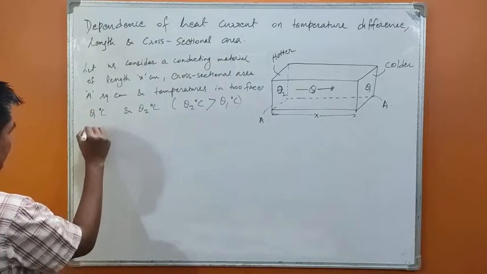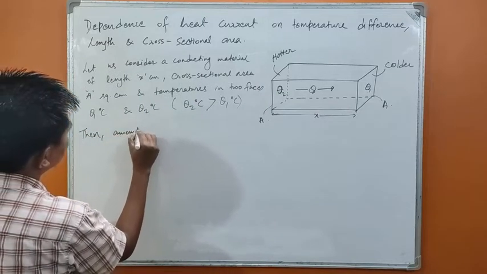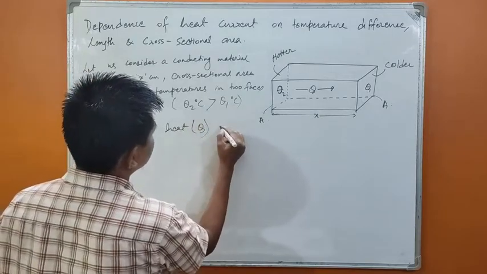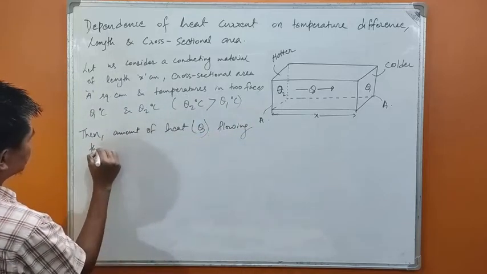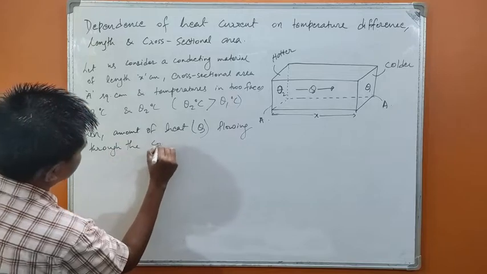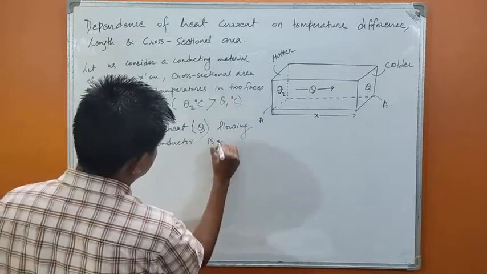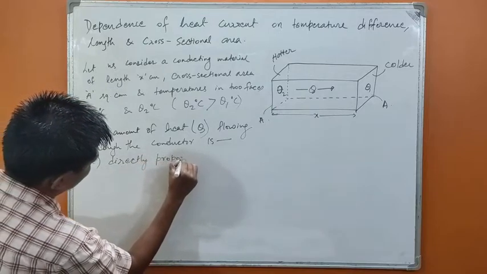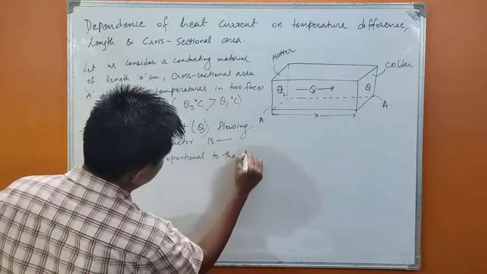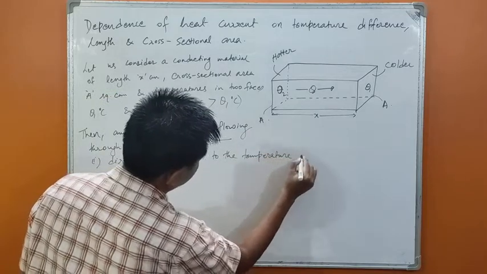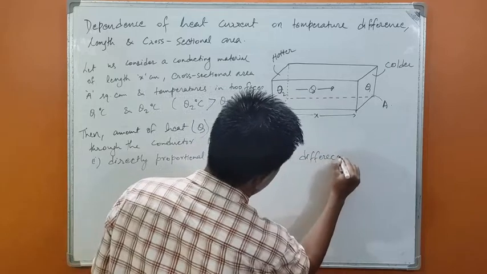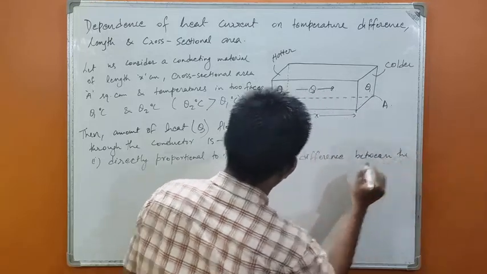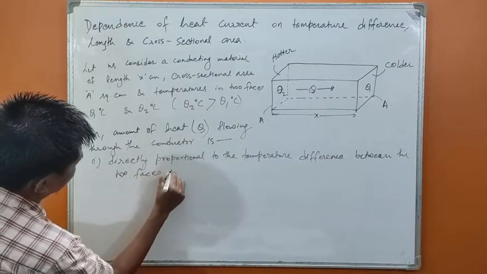Now, let us suppose the amount of heat flowing through the conductor is Q. Number 1, Q is directly proportional to the temperature difference between the two faces of the conductor.